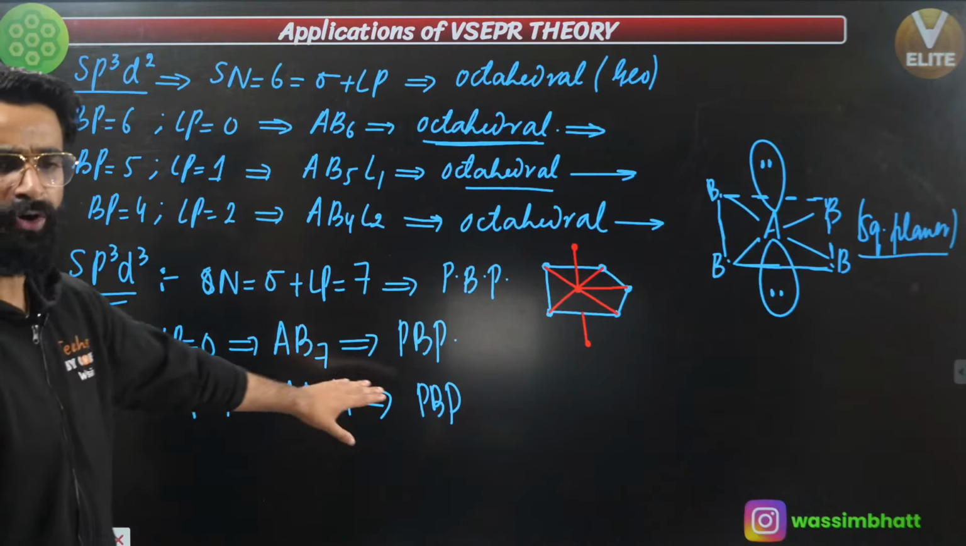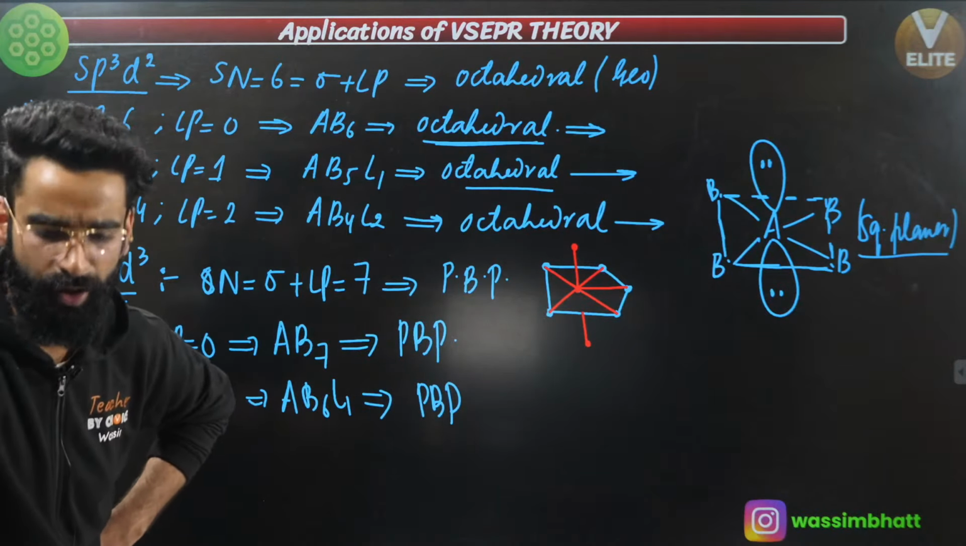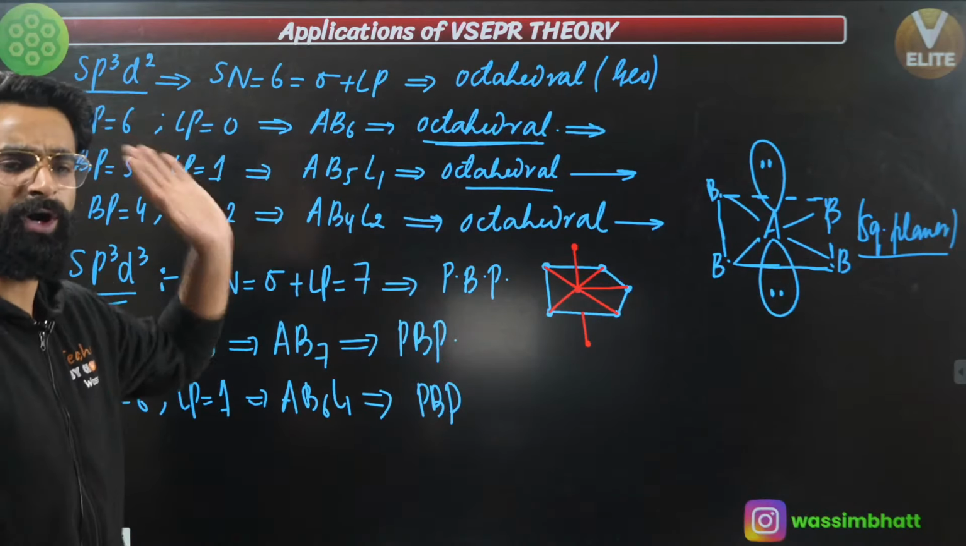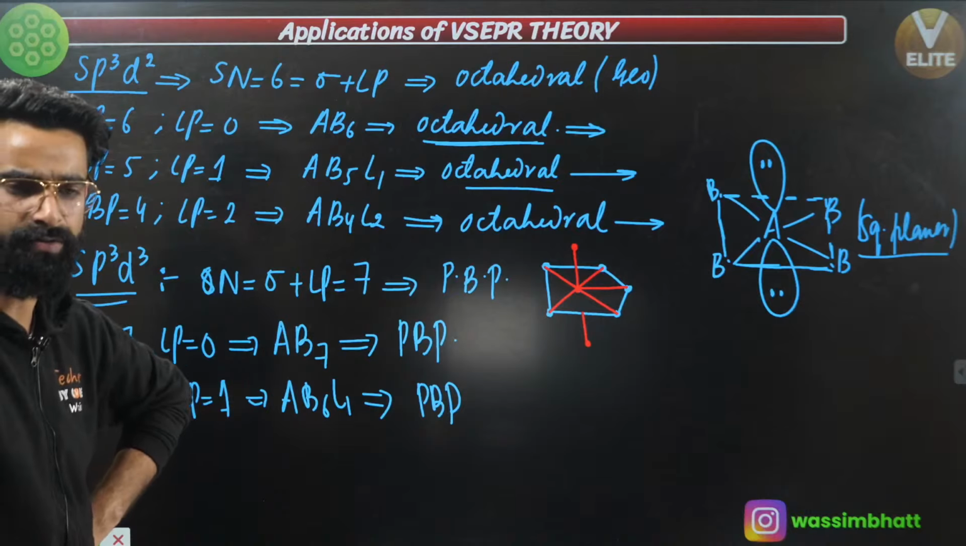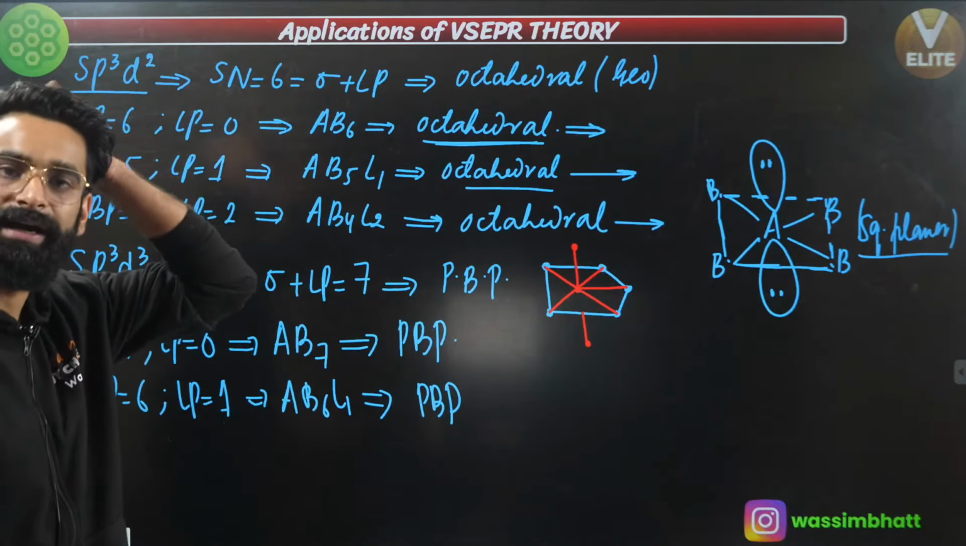What about its actual shape? It's going to be distorted octahedron, right? Just take one of the bond pairs out and place a lone pair, and you'll get the distorted octahedron shape.